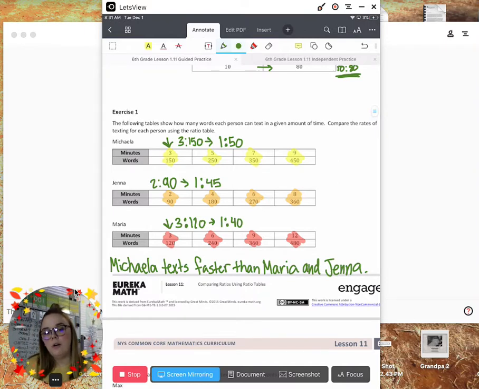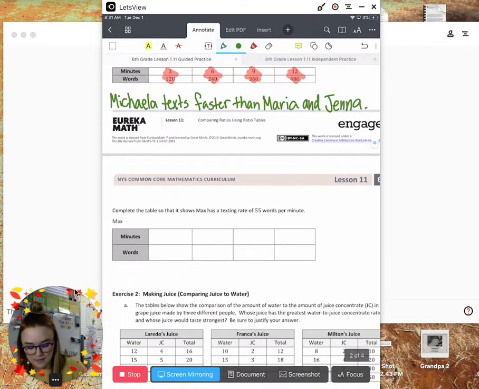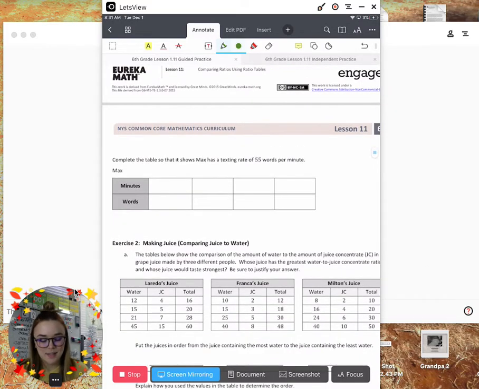All right, so we took all of those smallest ratios that our table gave us, and we scaled them down to 1 minute so that we could compare how many words each girl texts in 1 minute. So let's take a look. Our next exercise says to complete the table so that it shows Max has a texting rate of 55 words per minute. So our ratio is going to be 1 to 55. 1 minute, 55 words. So in 1 minute, he can text 55 words.